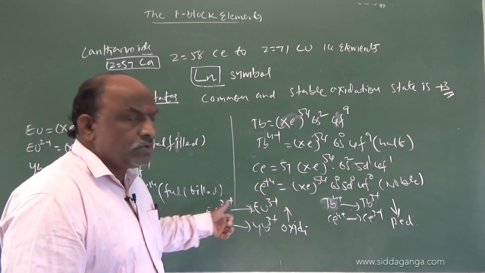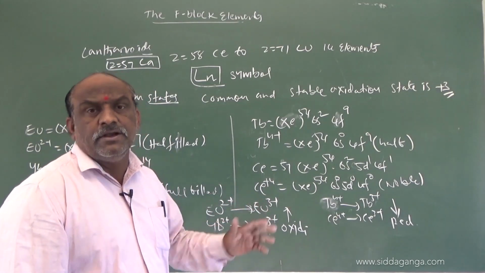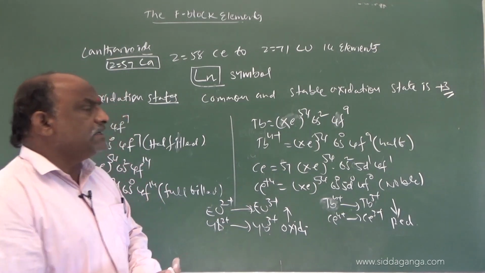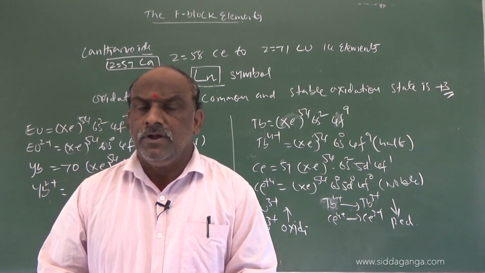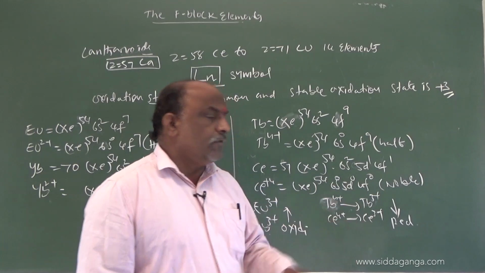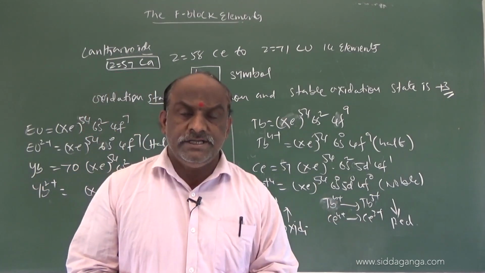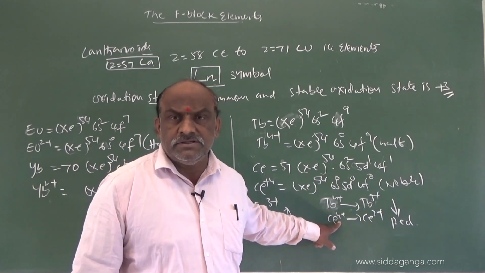The conversion from +2 to +3 is an oxidation reaction, and the species involved in oxidation is said to be the reducing agent. So Eu2+ and Yb2+ act as reducing agents, and Tb4+ and Ce4+ act as oxidizing agents.